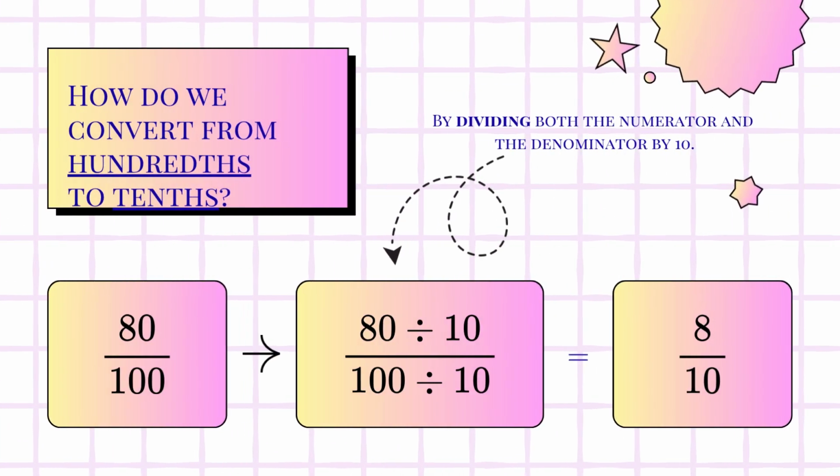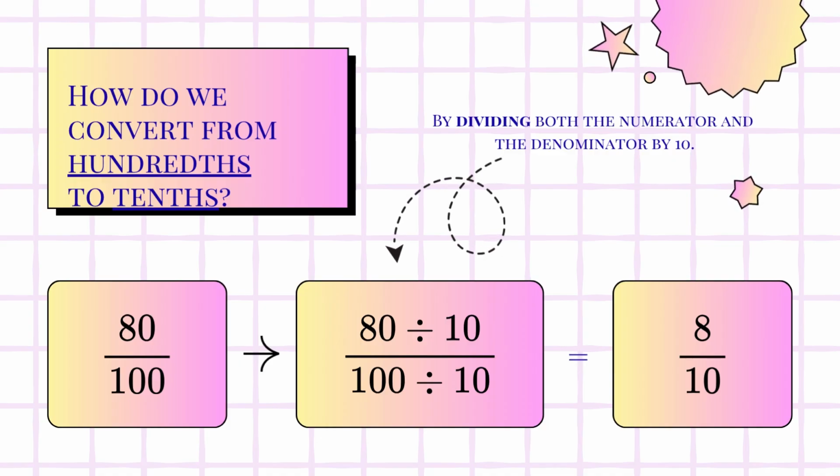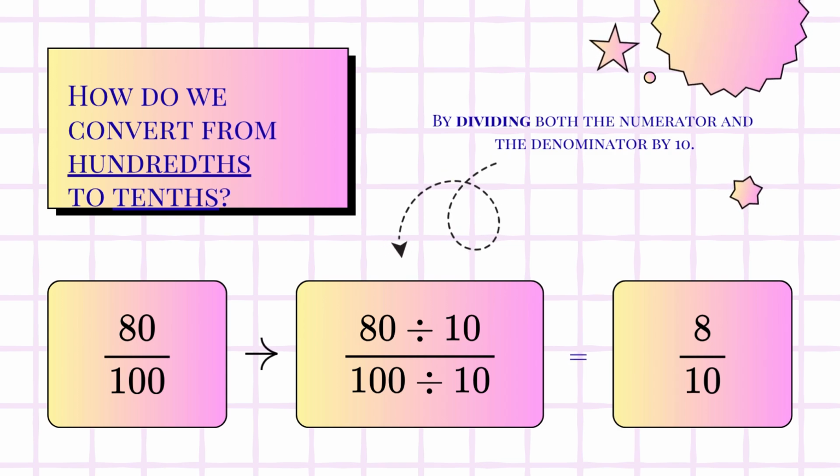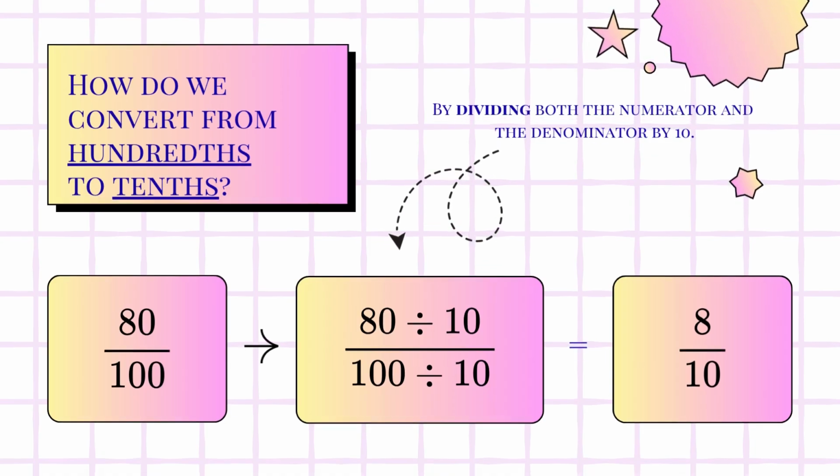Converting from hundredths back to tenths works in the opposite direction. If you have 80/100 and want to convert it to tenths, you divide both the numerator and denominator by 10, which gives you 8/10. This process allows you to move flexibly between these two representations depending on what's most useful for solving a particular problem.